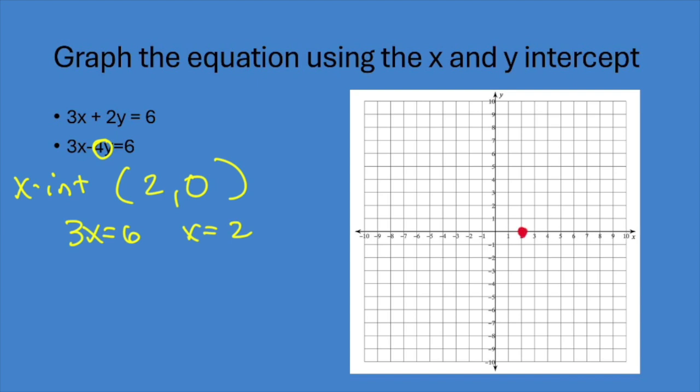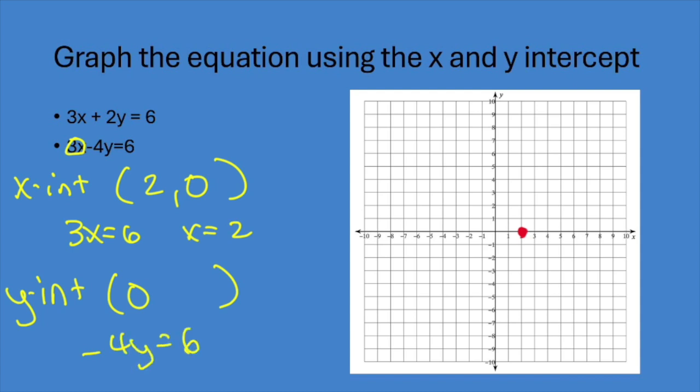All right, let's move on to the y-intercept now. Where do I put the 0 this time? In the x place. Now I'm going to take that over here, and I'm going to put a 0 there. So what am I left with? Negative 4y. Negative 4y equals 6.